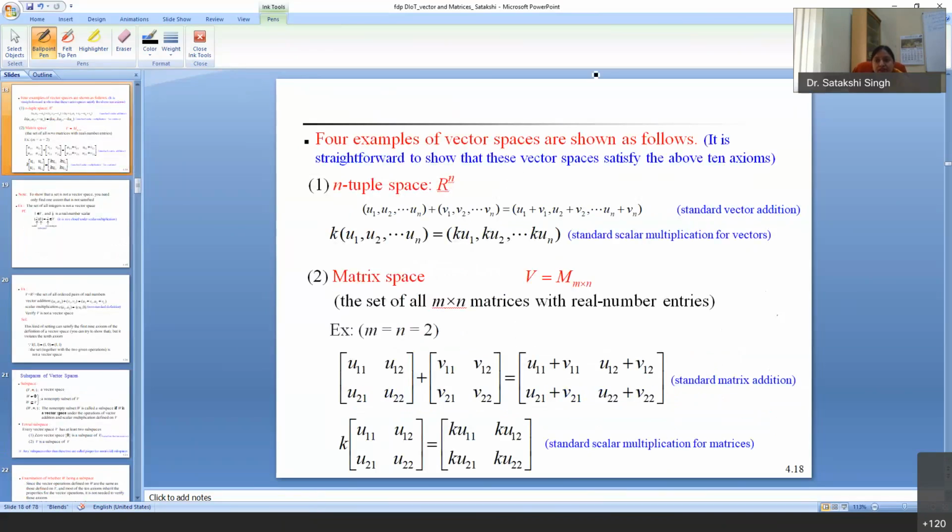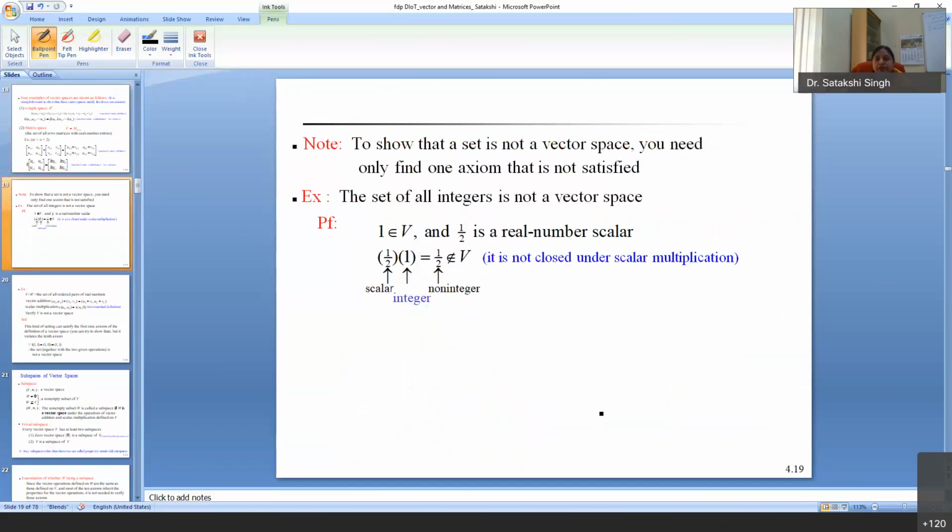Now some examples of vector space are given here. You see that every set of vectors given to you with addition and scalar multiplication defined on them may not be a vector space. So we will look at one example here which is not a vector space. To show that a set is not a vector space, you need to only find one of the axioms which is not satisfied by that set of vectors.